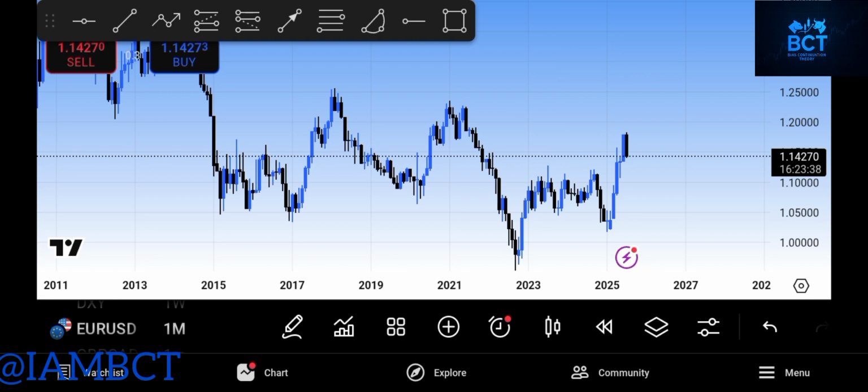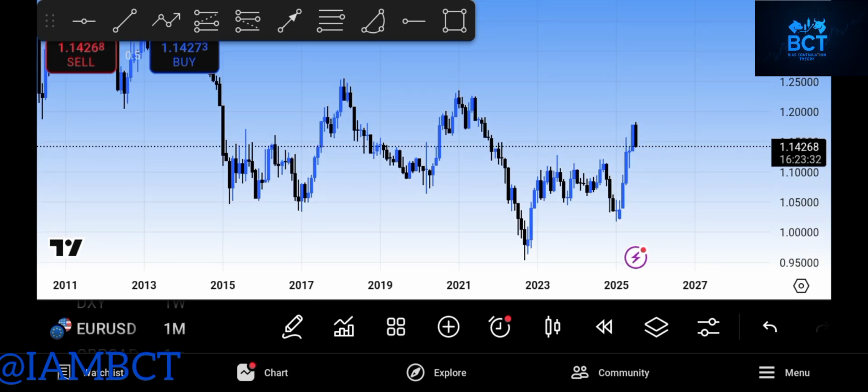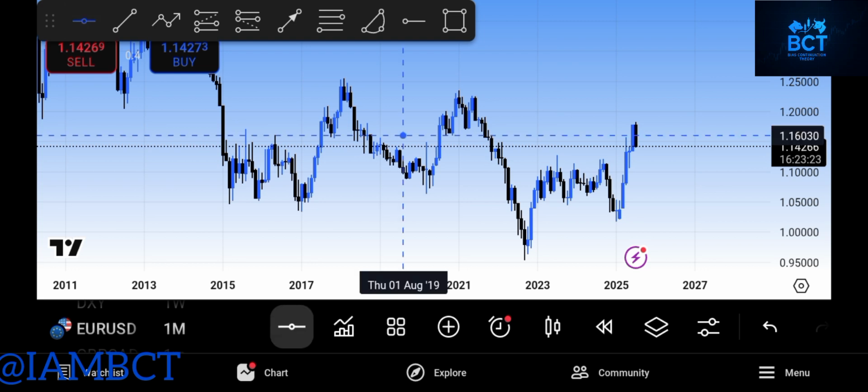So we are going to start from the BCT basics, and on the basics, what we'll do is we'll mark out our support and resistance lines where we expect price to react whenever price comes there. So this is how I'll do it.